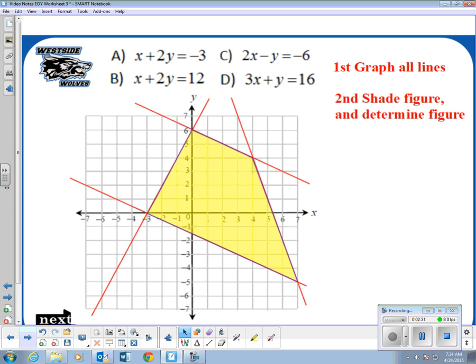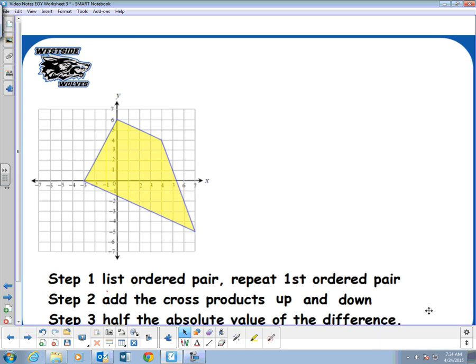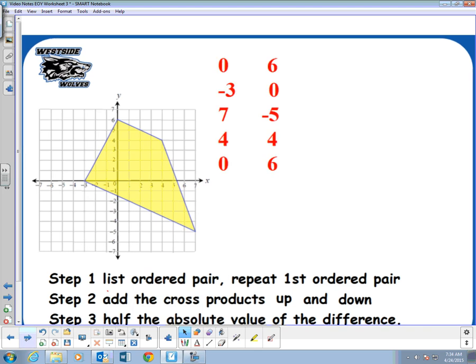Okay, and so this is my figure here. And so I shaded my figure, and like I said, it's a trapezoid. So in order to do surveyor's method, the first thing we want to do is list the ordered pairs and repeat the first ordered pair. So that looks like this. I started at 0, 6, negative 3, 0, 7, negative 5, 4, comma 4.